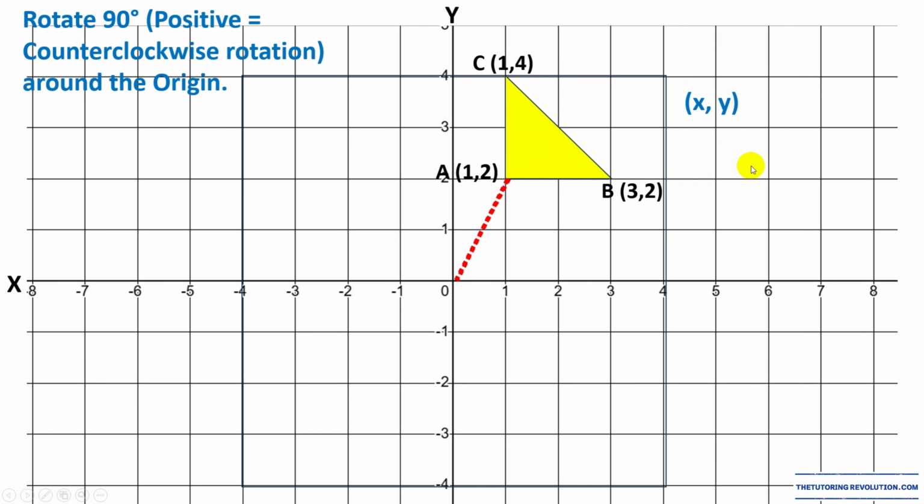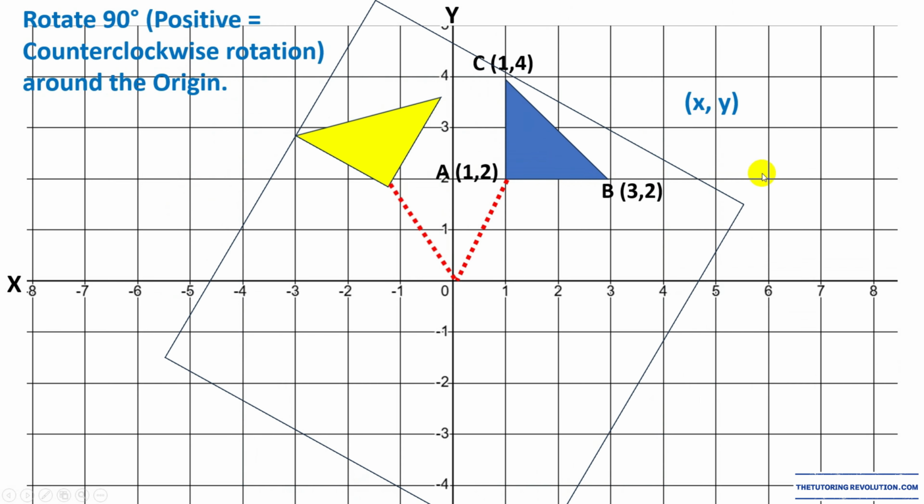We're going to rotate 90 degrees. Just remember that whenever we rotate a positive angle, the rotation is counterclockwise. Okay? So we're going to rotate this triangle 90 degrees. Like that.